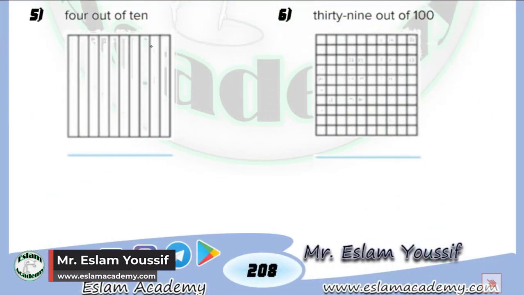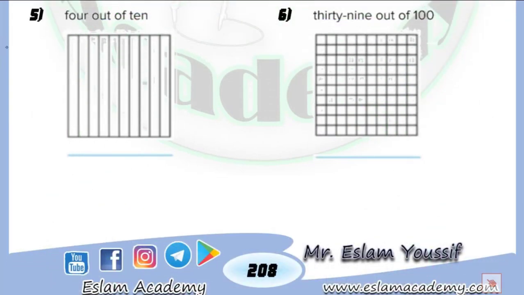In question 5, we have 4 out of 10. 4 out of 10 means we'll shade only 4 parts. And if we need to write it as a decimal, we'll just write it as 4 over 10. 4 over 10, just write 4. 10 means we'll put the decimal point after one digit from the right.